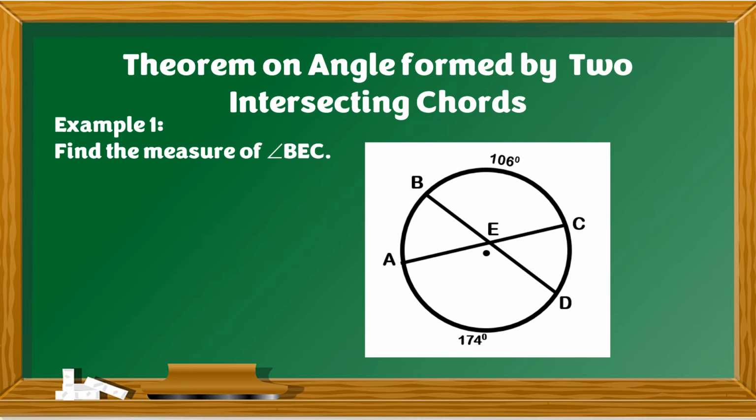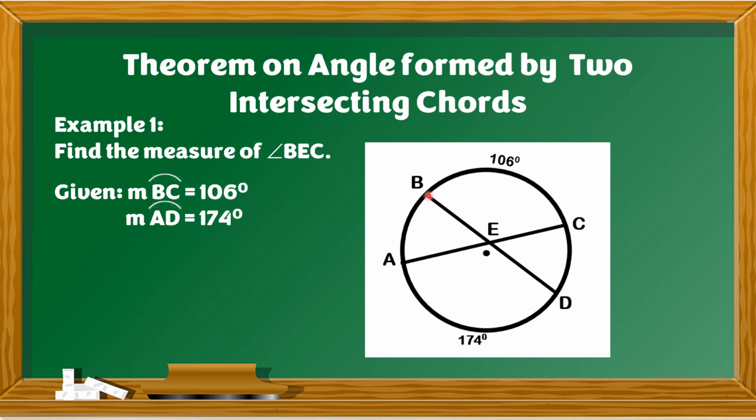Let's have example number 1, applying the theorem on angle formed by two intersecting chords. We're going to find the measure of angle BEC. So this is now the circle. We're going to determine the measure of this angle BEC. So first, we're going to write the given. The measure of arc BC is 106 degrees, and the measure of arc AD is 174 degrees.